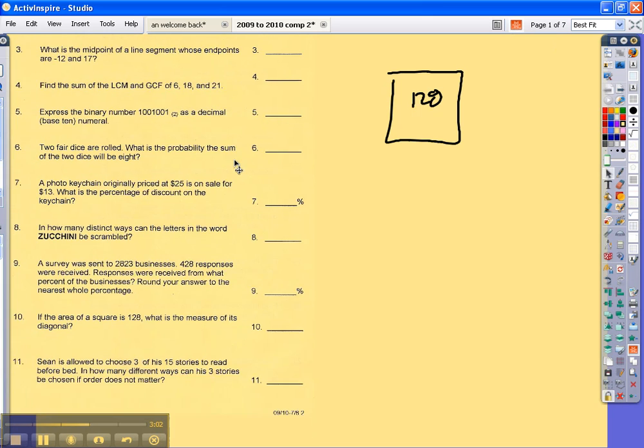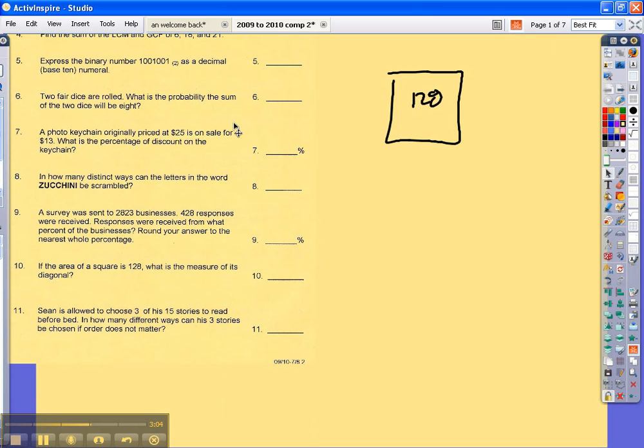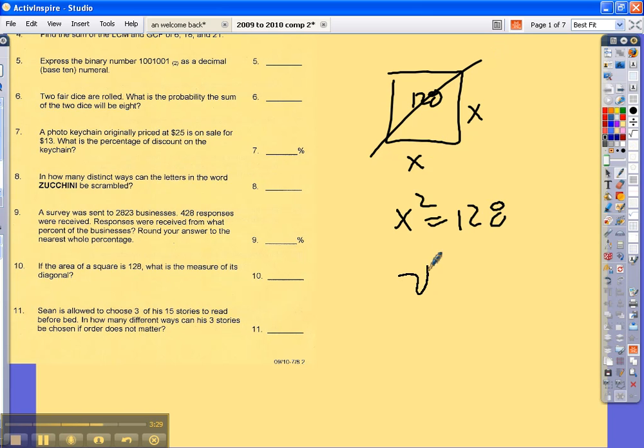All right, if the area of a square is 128, I need to move this up a little bit. And what is the measure of its diagonal? Well, the trick here is this times this is equal to 128. So x squared is equal to 128, right? Well, the Pythagorean theorem says that, so this is the square root of 128, right?